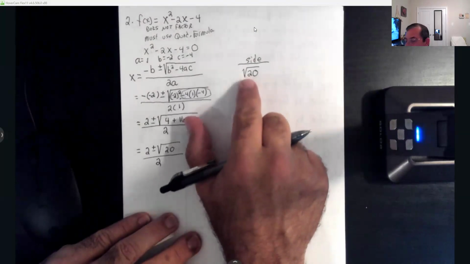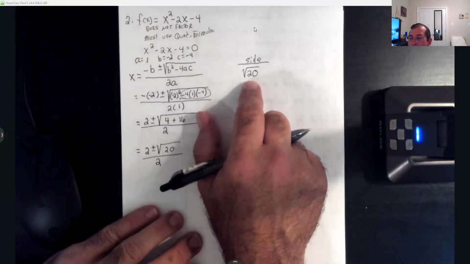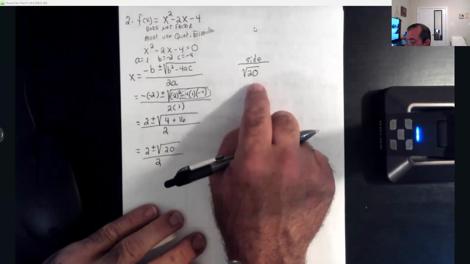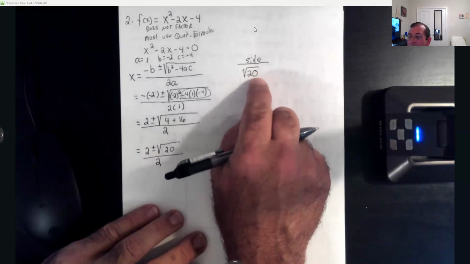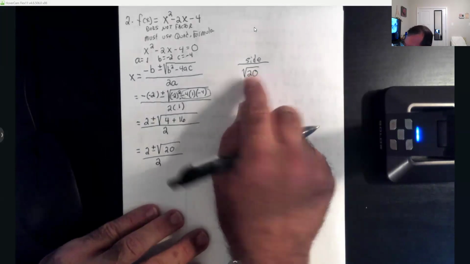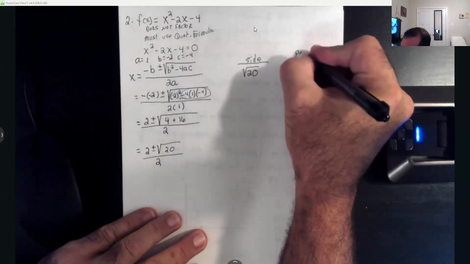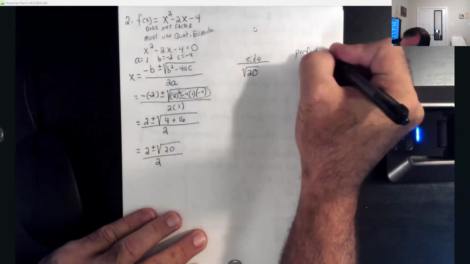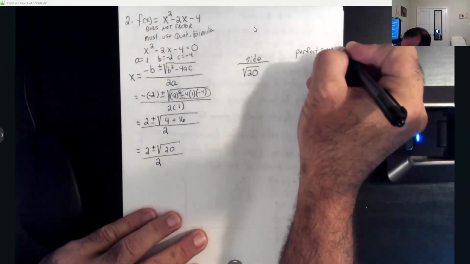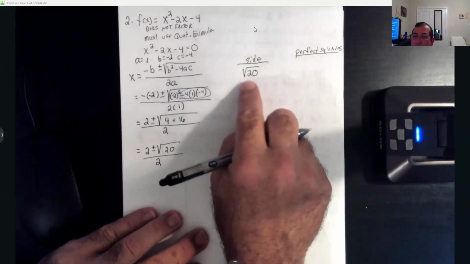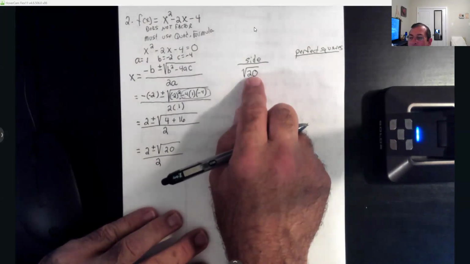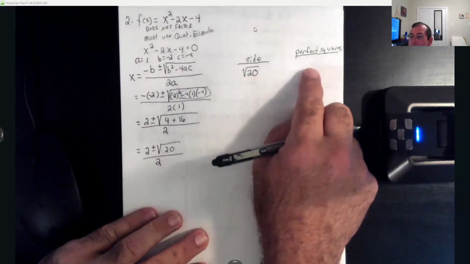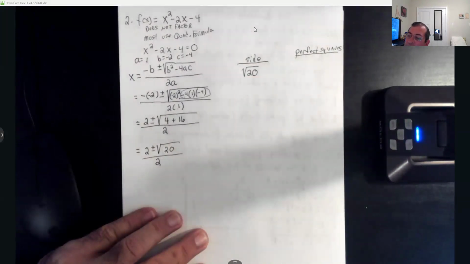So y'all, here's the thing about these square roots. A square root cannot contain a factor of a number that is a perfect square. So y'all, I'm going to write my perfect squares over here for you, and just give you a little bit of radical simplifying. So y'all, perfect squares are numbers you get when you multiply the same number times itself.